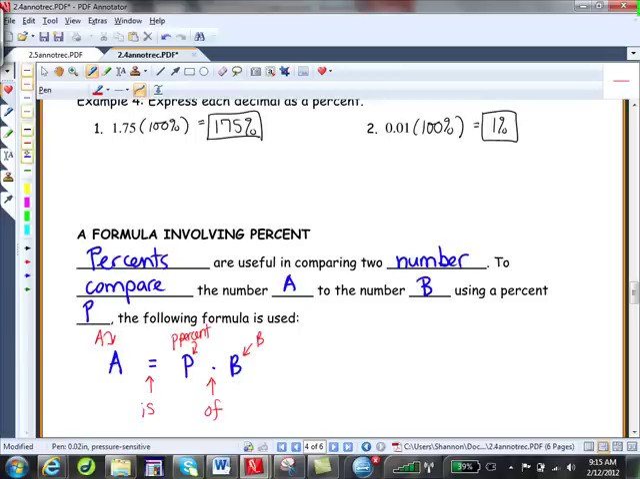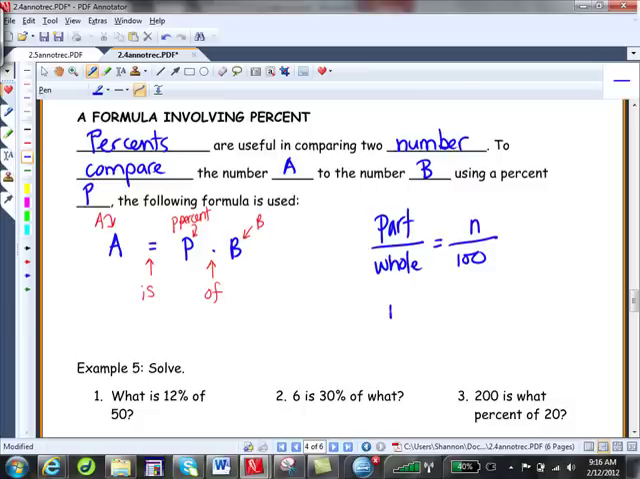Now, a couple alternate ways to do this. Part is to whole as percent. I'm used to writing it as, okay, is to 100. Another way that people learn is is over of equals n over 100. So here we go.